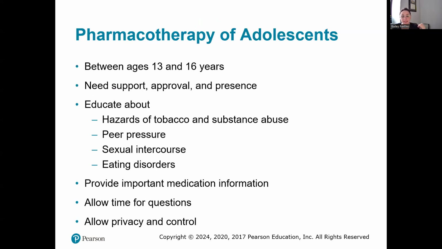So between 13 to 16. Okay, so now we're in the teenage years. Teenagers need support. They need approval. They need to know you're there for them.